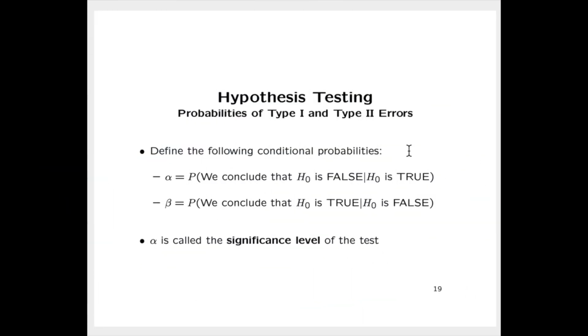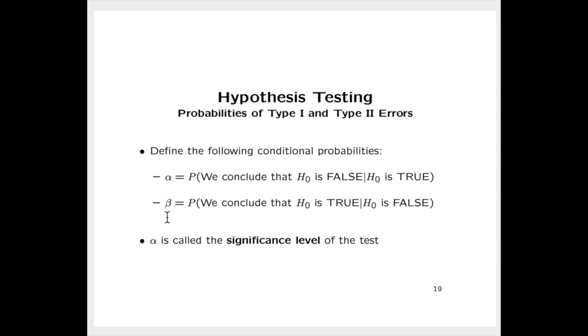And so we're going to define the following probabilities and the associated notation. We're going to let alpha represent a probability, and notice that it's a conditional probability because we've got that vertical bar there. It's the conditional probability that we conclude that the null hypothesis is false, given that the null hypothesis is true. All right? So again, alpha is the conditional probability of concluding that the null hypothesis is false when in fact it's true and should not be rejected.